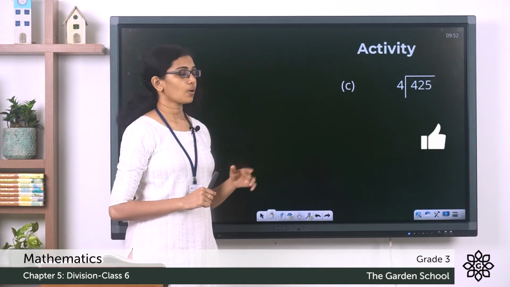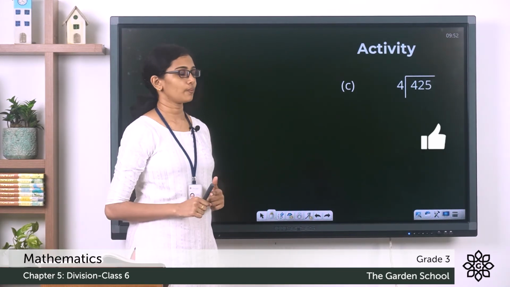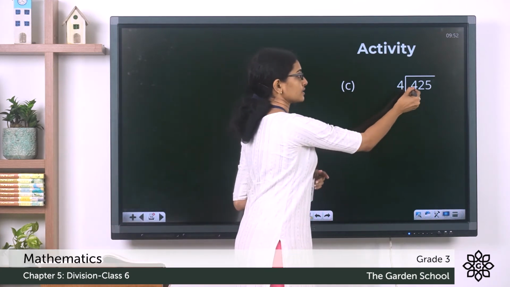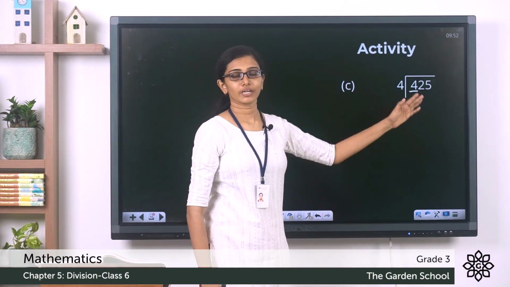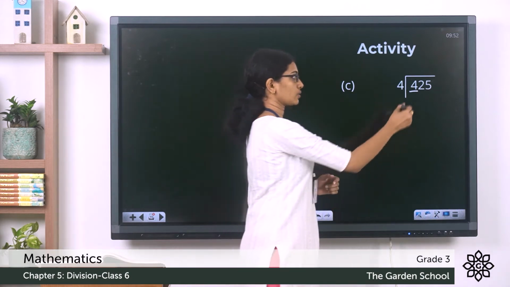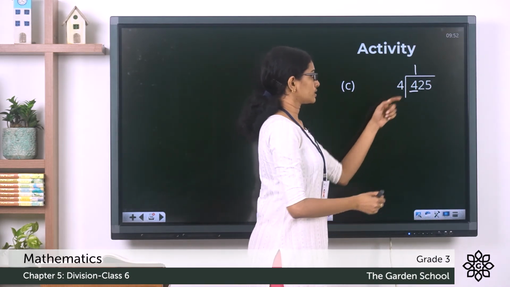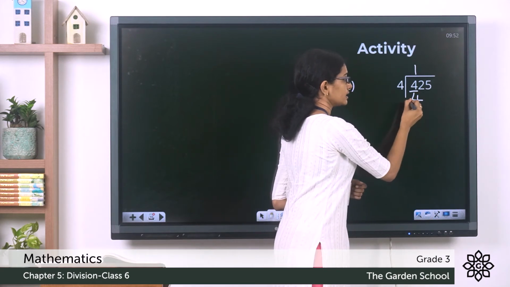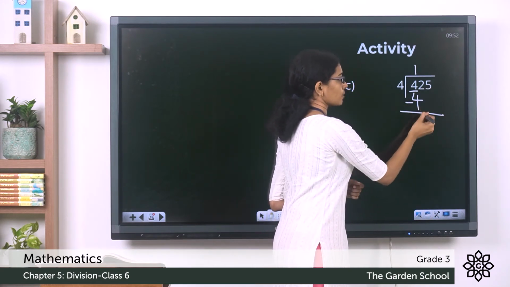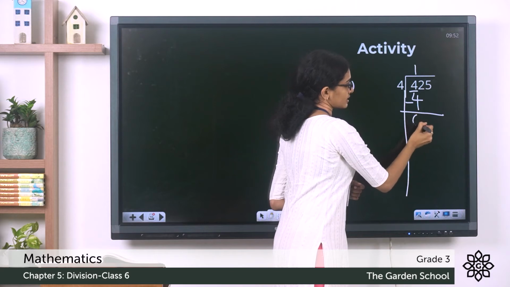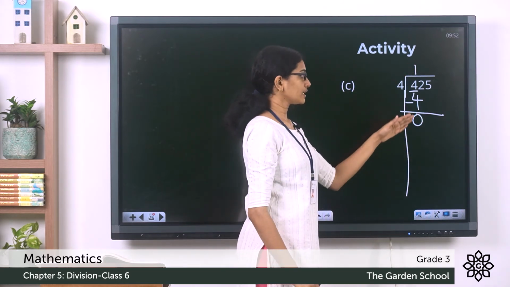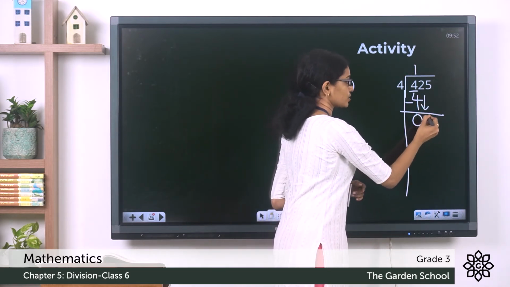Question C, 425 divided by 4. So let's consider the first digit 4. 4 divided by 4 and that is equal to 1 because 4 ones are 4. The 4 ones are 4 that we write here. Let's subtract the numbers. 4 minus 4 and that is equal to 0. Now let's bring down the next digit, which is 2.